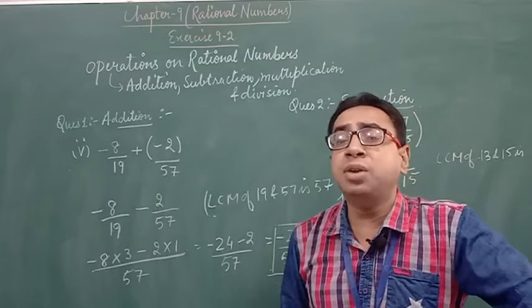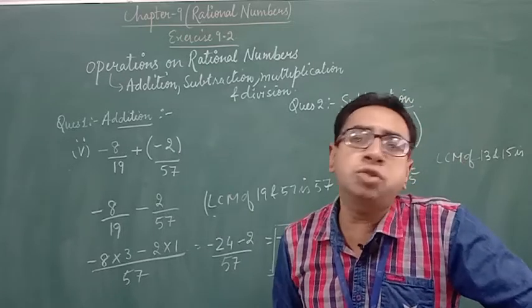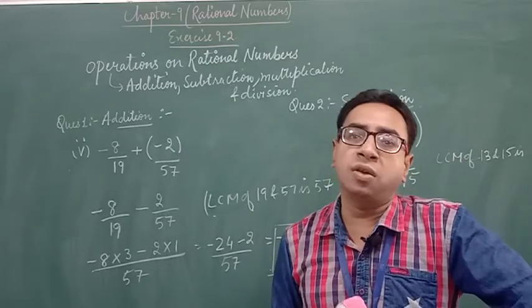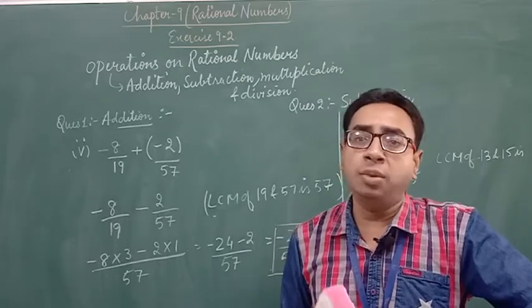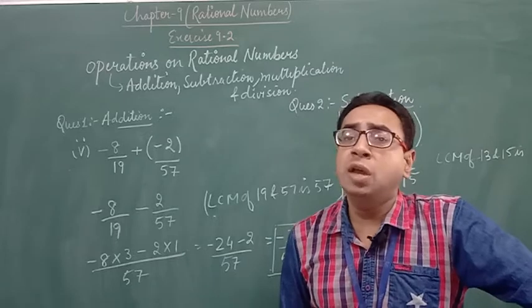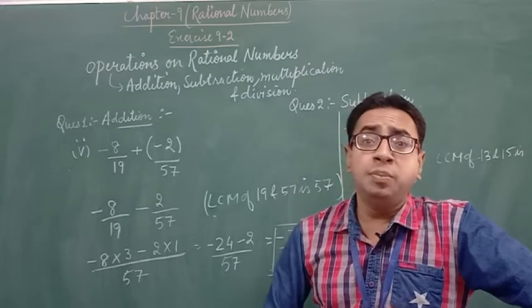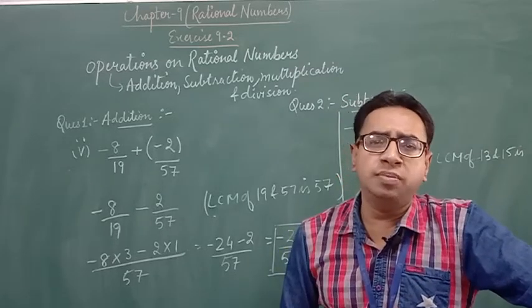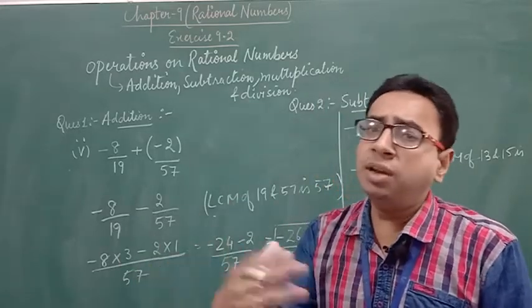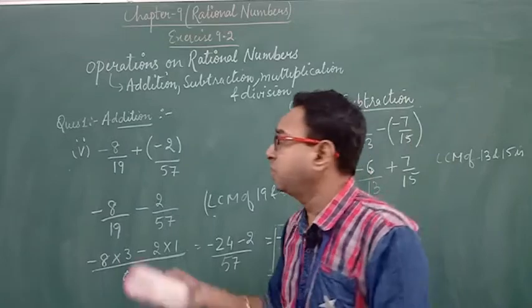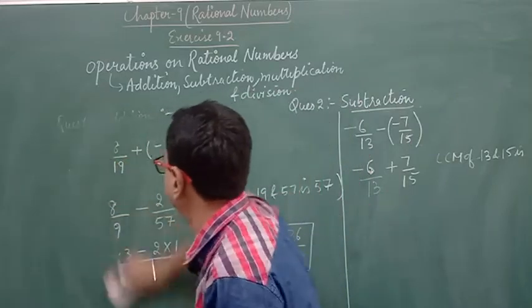Because in addition and subtraction, we need to consider the likeness of the terms. Likeness of the terms means we need to consider the same denominator, but in case of multiplication we don't have such complexity. So multiplication and division is much simpler. Quite simple. Let's see how to do it.